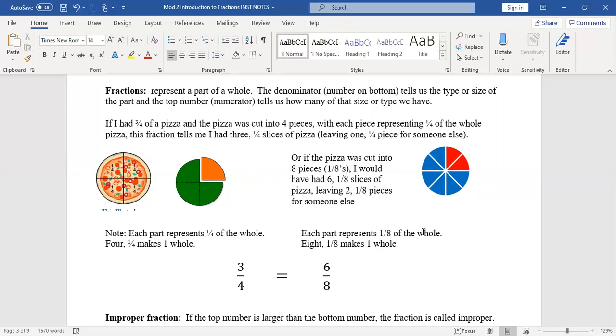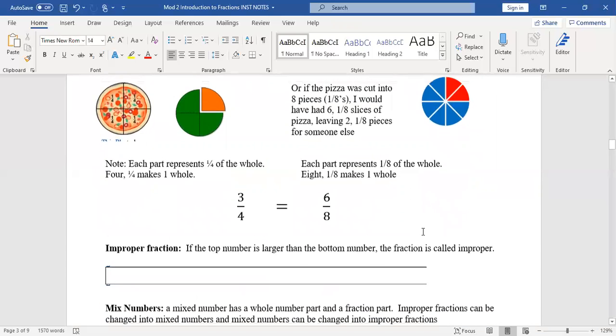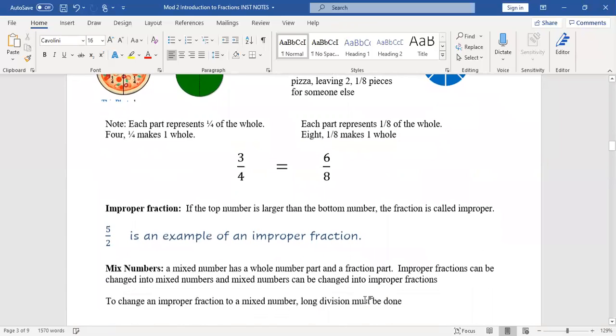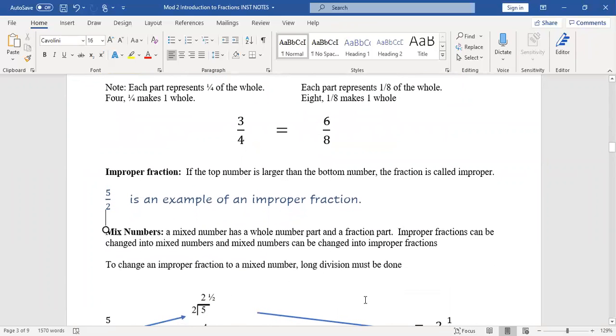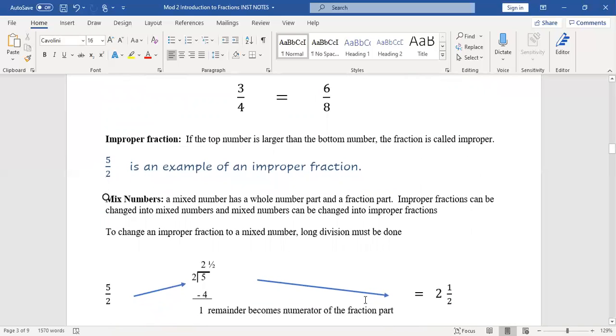Now, an improper fraction is a fraction where the top number, the numerator, is larger than the bottom number. The fraction is called improper. It's top-heavy. 5/2 is an example of an improper fraction. Mixed numbers are numbers that contain a whole number part and a fractional part. Improper fractions can be changed into mixed numbers, and mixed numbers can be changed into improper fractions.